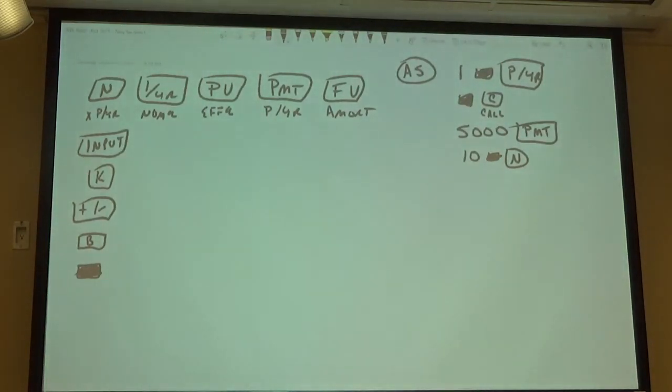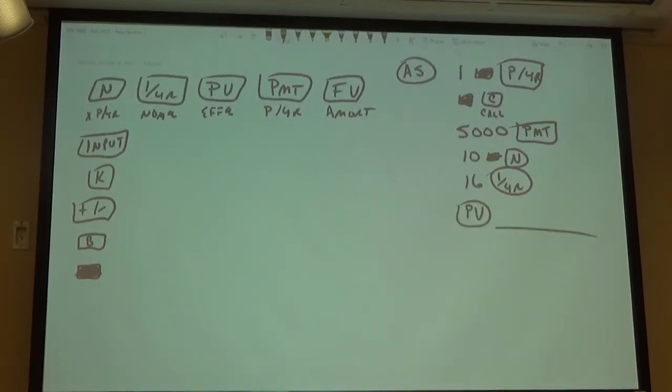Okay, next piece, 16%. What's that? Interest rate. Okay? And then it's saying, how much is he willing to pay for the investment today? So what does that sound like? So we're solving for present value, okay?